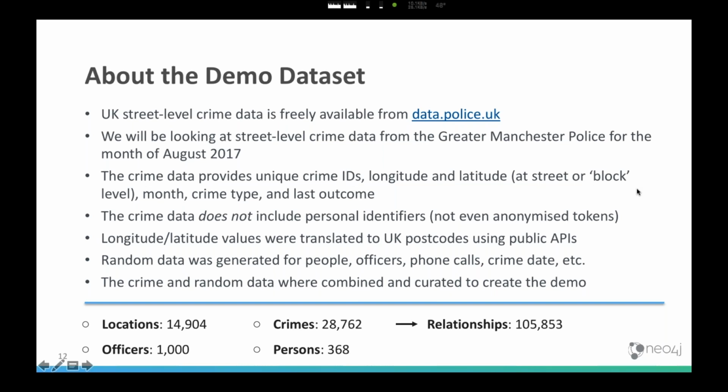In terms of node counts and relationship counts, there are almost 15,000 locations that are loaded into the data set. That represents almost 29,000 crimes. There's almost 106,000 relationships between all the different nodes. So it's not a huge data set by Neo4j standards, but it's certainly big enough to allow us to do an interesting demo and get some interesting insights.